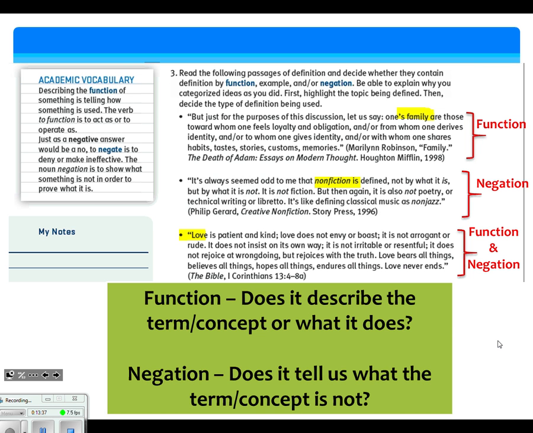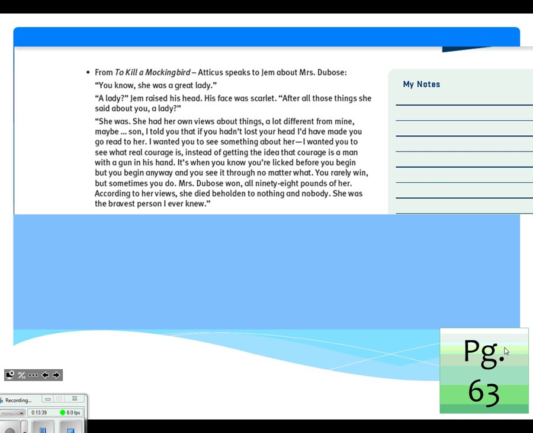So you're going to be looking at the fourth quote here. And the fourth quote is going to be defining a lady. We're going to be defining the topic of a lady. All right. And Michael, could you read that quote for us?